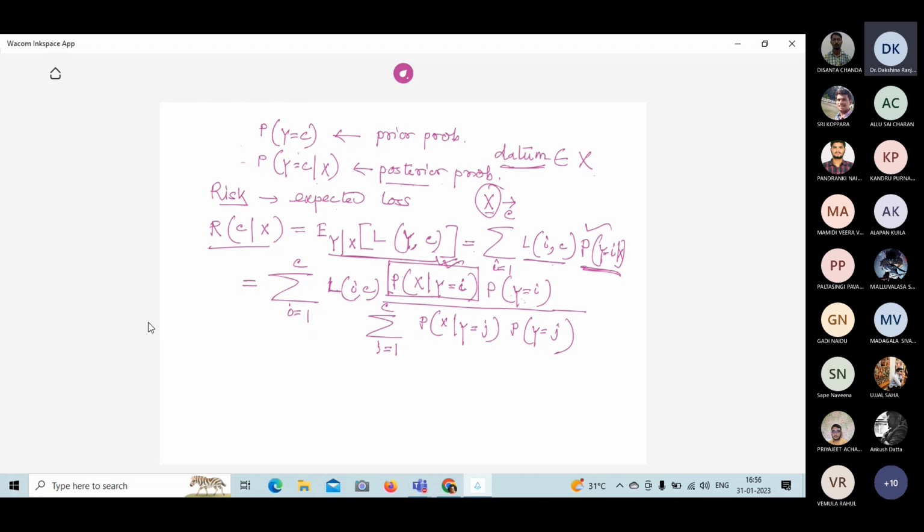So there is a slight difference between these two entities, but here we get the conditional probability P of X given Y at I as likelihood, which is multiplied with the prior probability. And then we get summation over the prior probability and likelihood in the denominator. Okay. And this entire thing is found to be multiplied with the loss function.